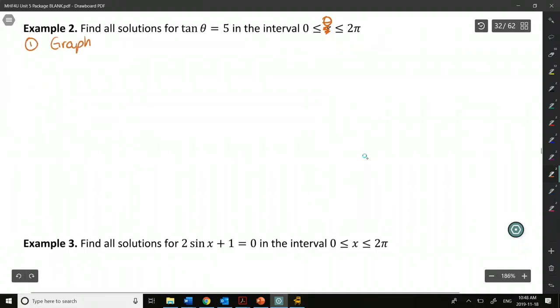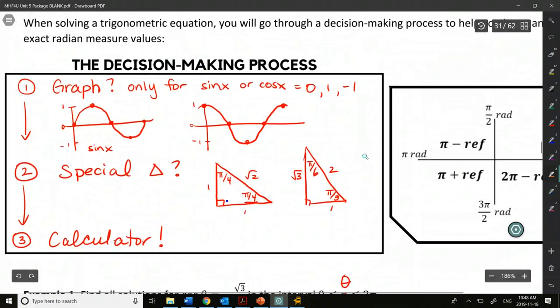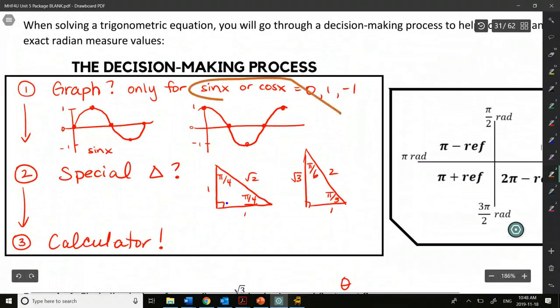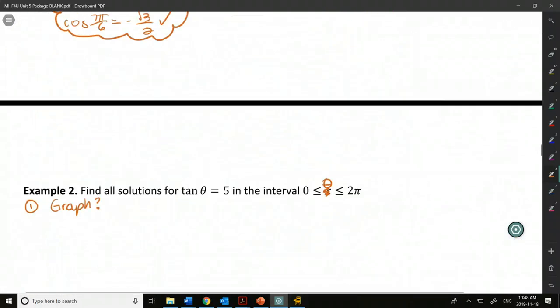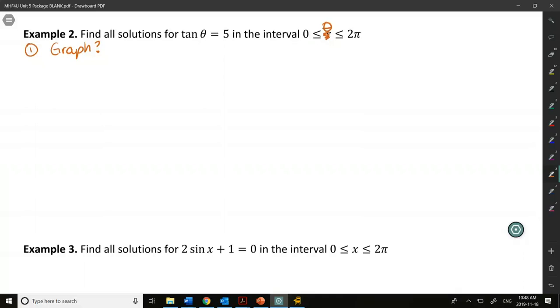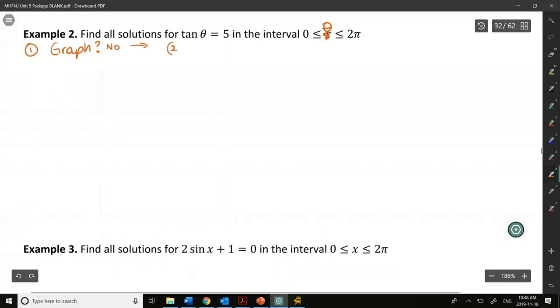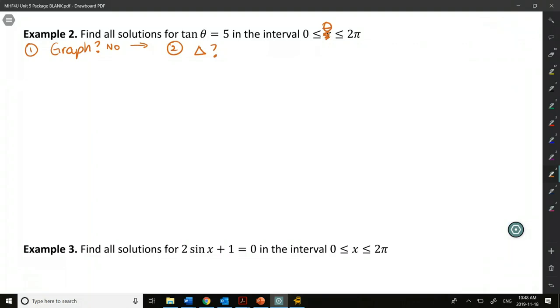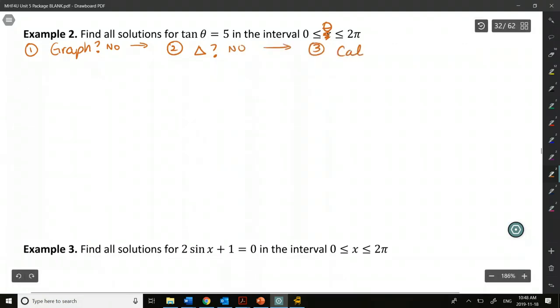Can we use a graph here? We can only use a graph for the most part if we have sine x or cos x equal to 0, 1, or negative 1. So if you don't have that, then you're saying no for graph. Do we have sine, cos, or tan theta equal to 0, 1, or negative 1? No. So graph is a no on that. Can we get 5 from a special triangle? Not going to happen. So we go to calculator.